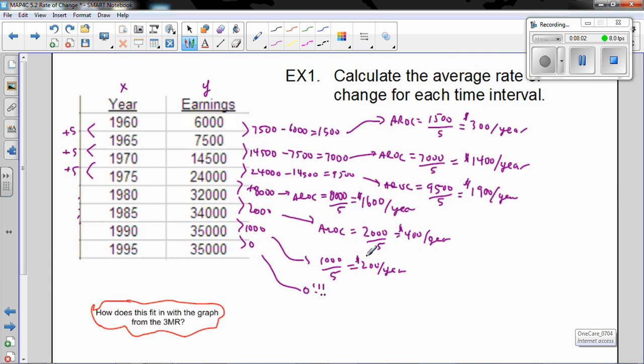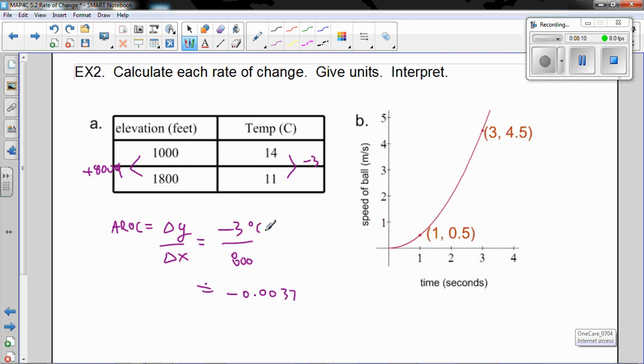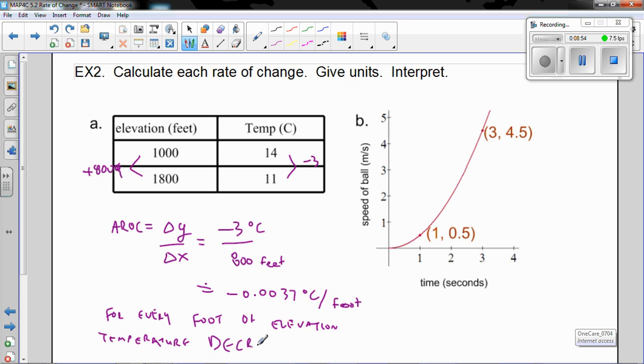Well, what are the units here? I mean, over here, it was dollars over years, right? Dollars increased over years gone by. This one's kind of weird. This is degrees Celsius and 800 feet. So what's the rate of change? This is in degrees Celsius per foot, right? Per foot, 1 foot. So that means for every foot we go up, the temperature drops by that amount, a fraction of a degree Celsius. So for every foot of elevation, temperature decreases because it was a minus.